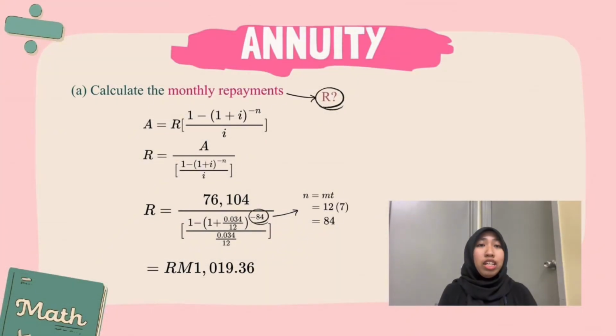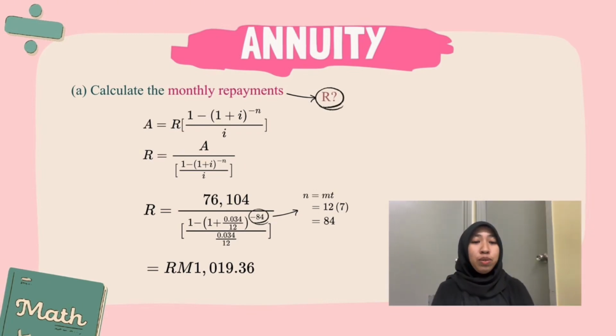For part A, we need to calculate the monthly repayment, which is represented by R. So we use the annuity formula to calculate the monthly repayment. So A equals R multiplied by (1 minus (1 plus i) to the power of negative n) over i. R equals 76,104 over (1 minus (1 plus 0.034 over 12) to the power of negative 84). The negative 84, we use n equals 12 multiplied by 7 equals 84, over 0.034 over 12. After substituting all the values into the formula, we get RM1019 and 36 cents.